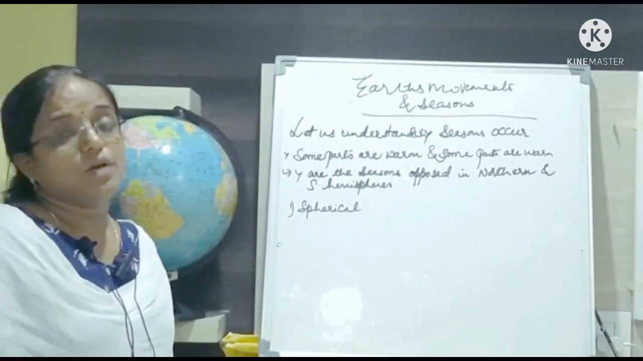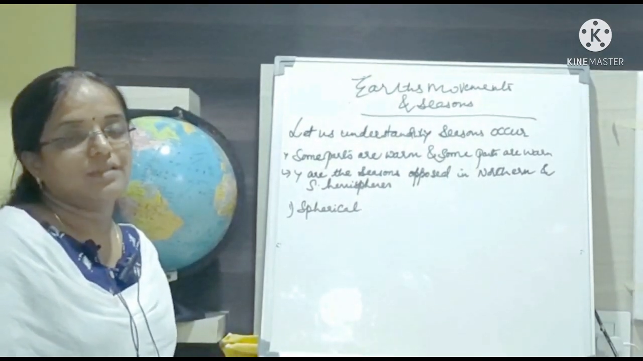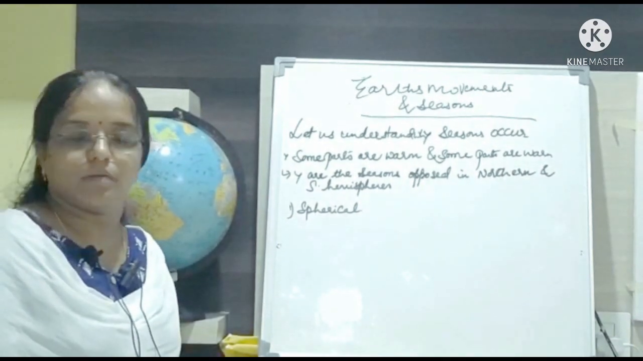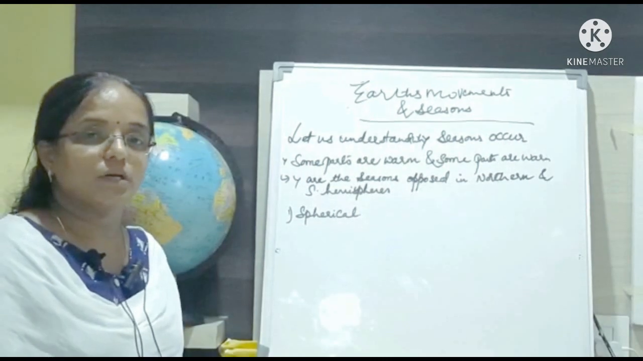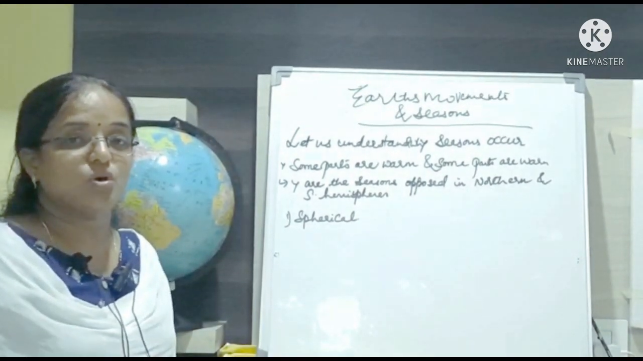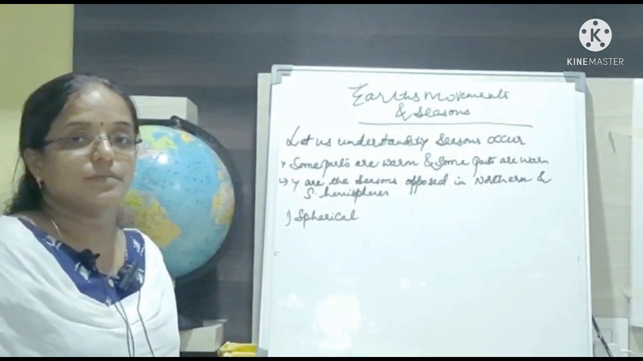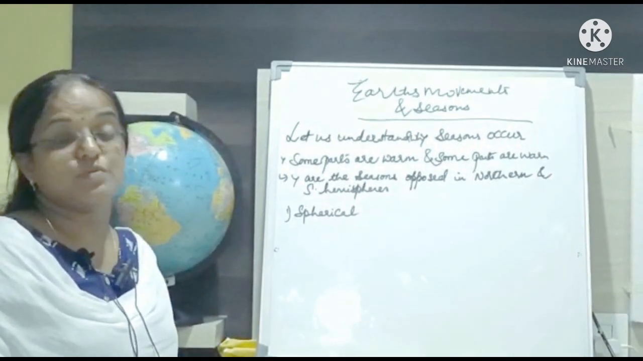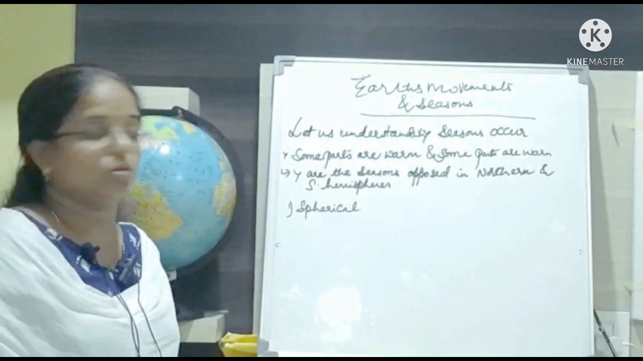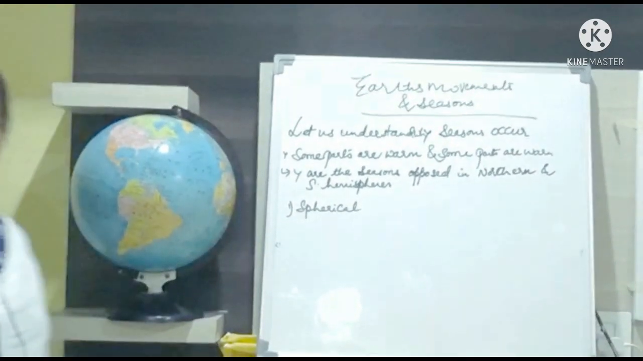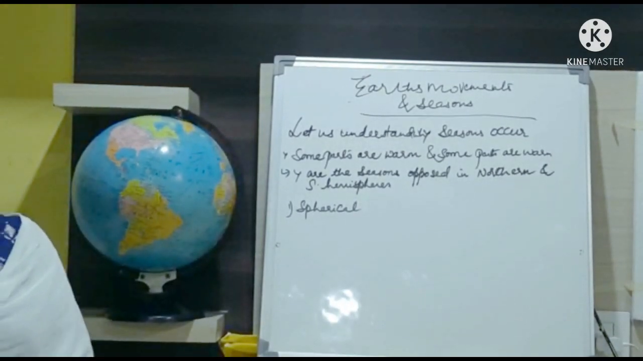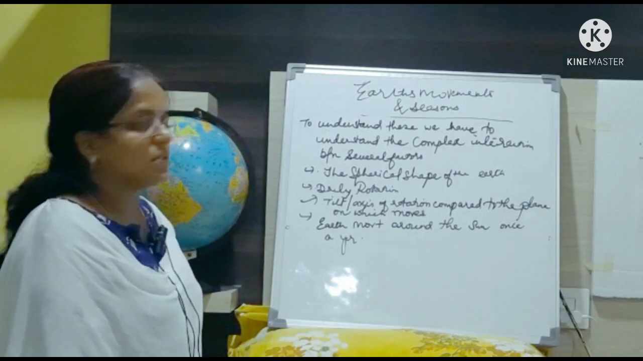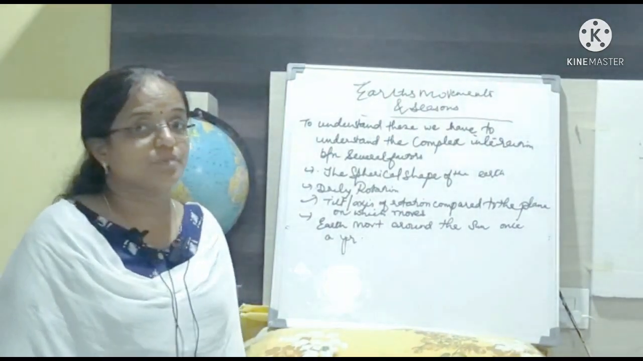Why are the seasons opposite in the northern and southern hemispheres? As we have discussed just before, if the northern hemisphere has winter, the southern hemisphere has summer, and if the southern hemisphere has winter, the northern has summer. What did you observe? We have observed that there are opposite climates or seasons in both the hemispheres. We do not see the same seasons in the southern and northern hemispheres, but opposite seasons. For this, we have to understand a lot of points, the complex interaction between several factors, to understand why seasons are occurring.